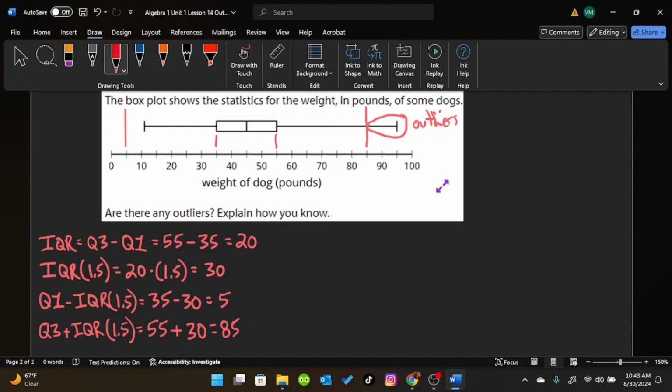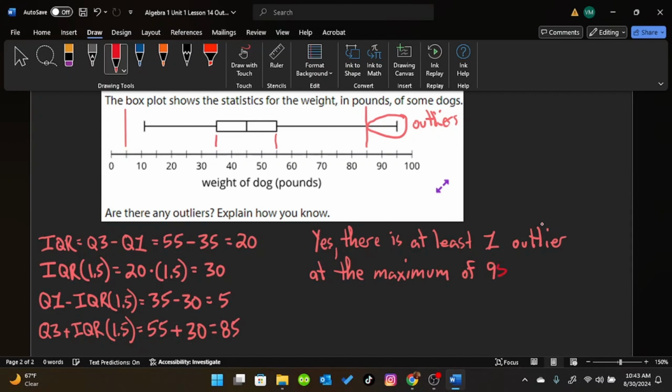So the answer is yes. There is at least one outlier at the maximum of 95.